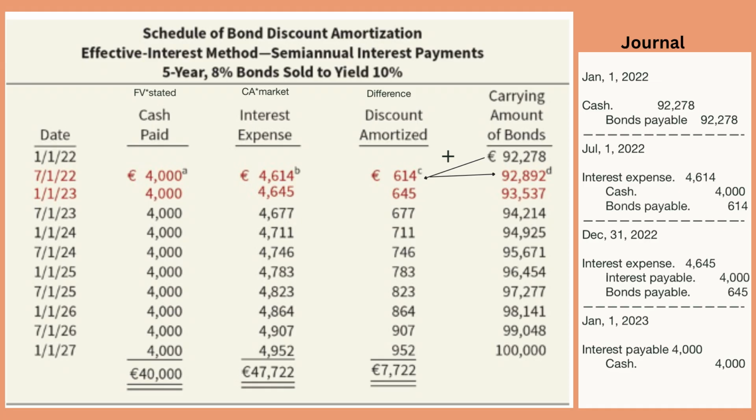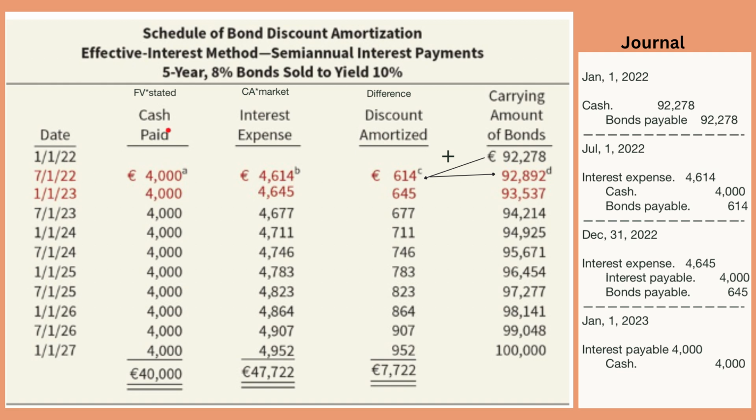So this is the amortization table. We're gonna start on January 1, 2022. We just put the present value here and the carrying amount. Then after 6 months, on July 1st, it's gonna be our first payment.